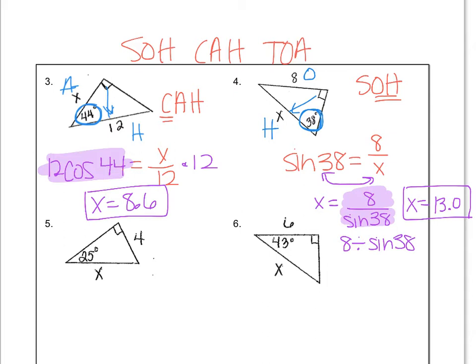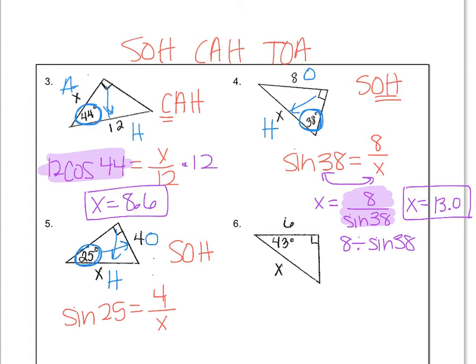Let's look at another one like that. So looking from the 25, I'm again labeling. This one's across from it, so that's O. This one's across from the right angle, so that's H. So this is, again, O and H, a sine problem. It's going to be sine of 25 equals O is 4, and H is X. I have to put those in the right order. O over H.